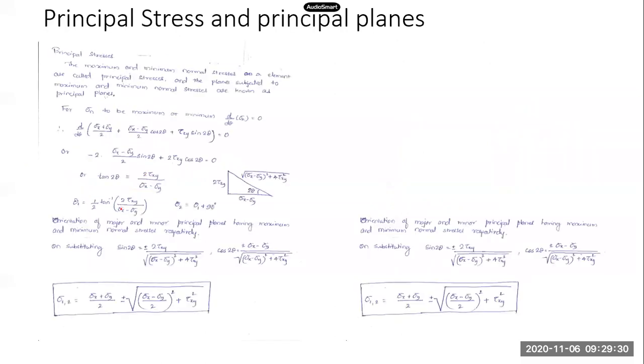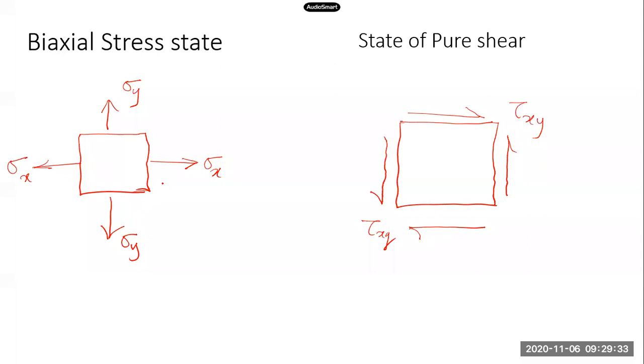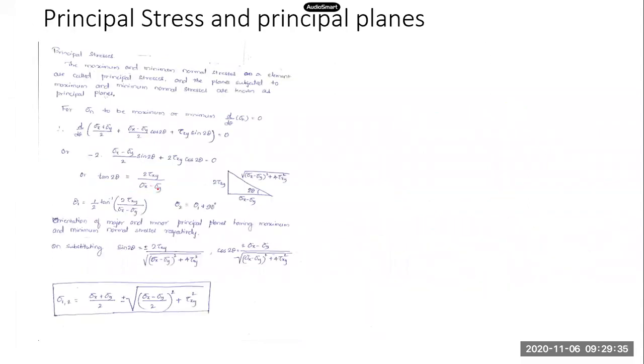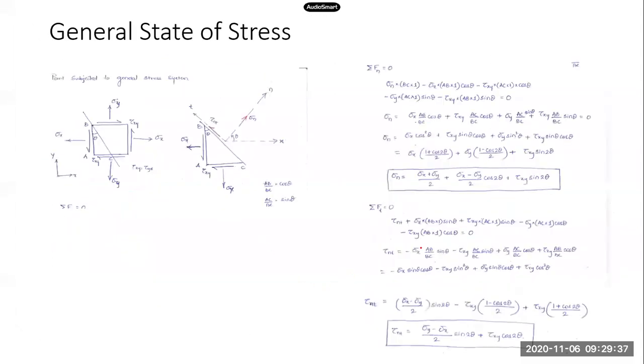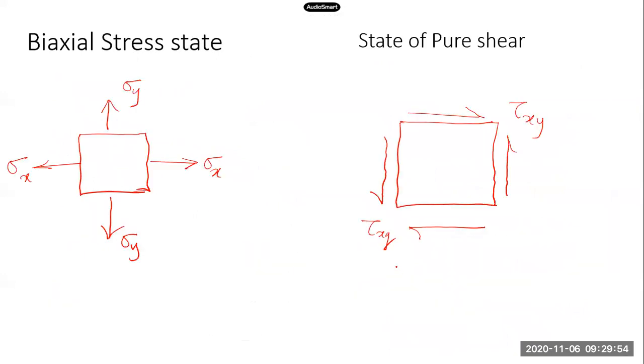But we can also get this by remembering the expression for the general state of stress. If it is a biaxial state of stress, this term should be zero. This is the expression you have in the case of the biaxial state of stress; here this term will go to zero. In this case, τxy is zero. And here, in pure shear, σx and σy are zero.